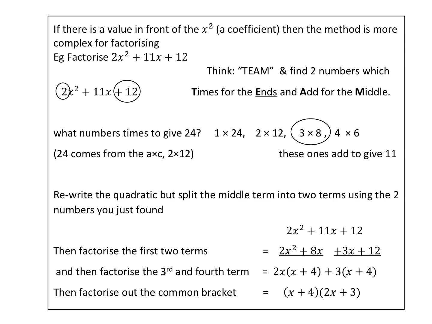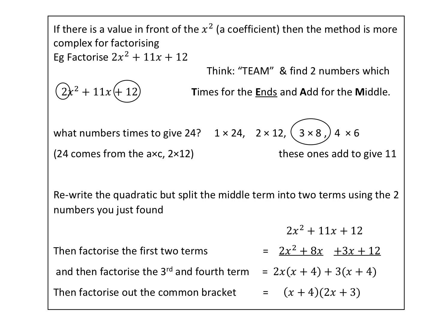You should still think of team, and what you're trying to do is find two numbers which times for not just the end, but the ends, and add for the middle. So two numbers which times for the ends. The end numbers are 12 and 2. 12 2s are 24. So when we look for two numbers which times for the ends, we're looking for two numbers which times to give 24. So 1 times 24, or 2 times 12, 3 times 8, or 4 times 6.